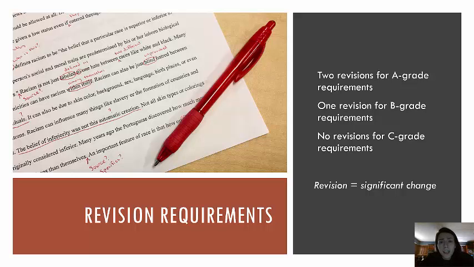In order to earn a C grade, you don't need to complete any additional revisions beyond what you would do from a rough draft to a polished draft. If you're completing any revisions, and this includes revisions from rough drafts to polished drafts, remember that revision requires significant change. So it's not just about editing, it's not just about making sure your formatting is correct. You need to be making significant alterations to your content, your organization, your structure, or something else about your project.